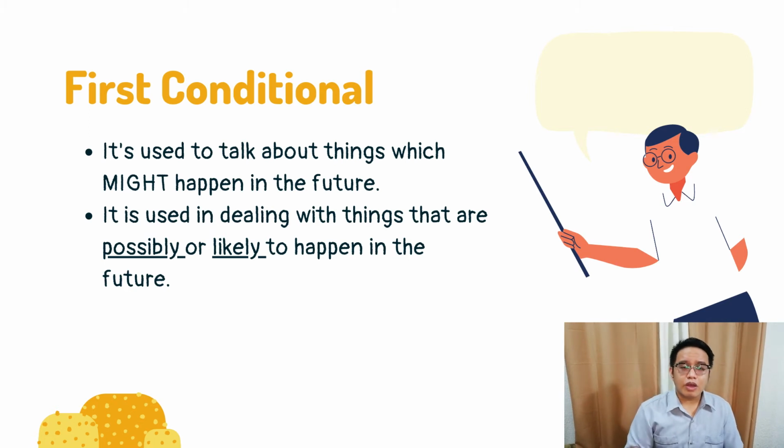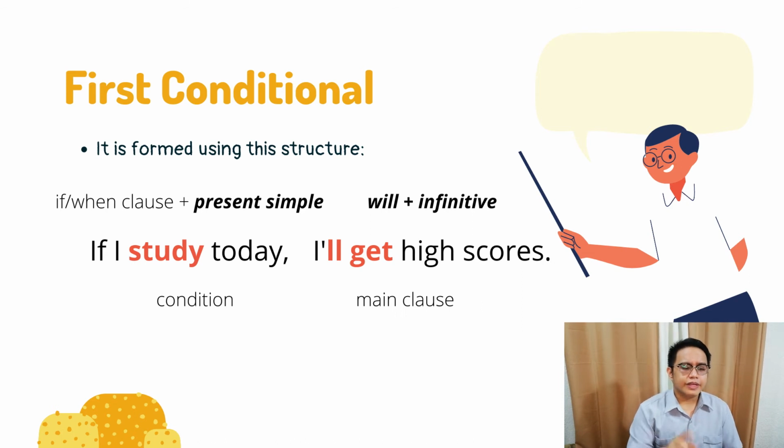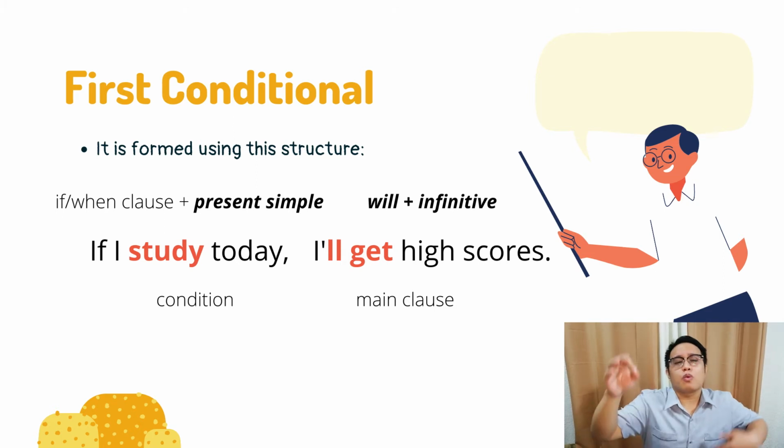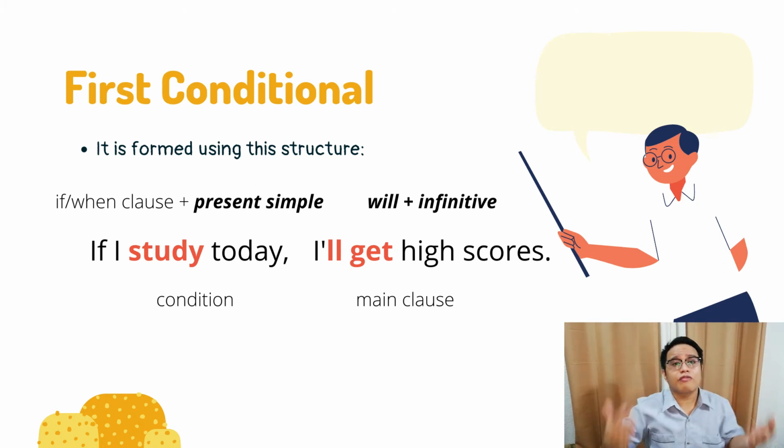Okay, so we have our examples. Again, remember, possibly: it will possibly happen. There's a big chance that it will happen. Let's say for example here, if I study today, and this is how the structure is, okay? If I study today, I'll get high scores. So our formula for the first conditional is the if and when clause plus the simple present tense.